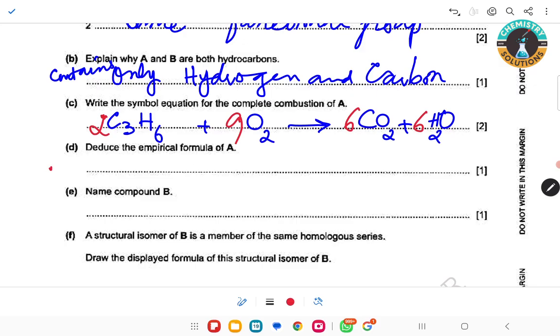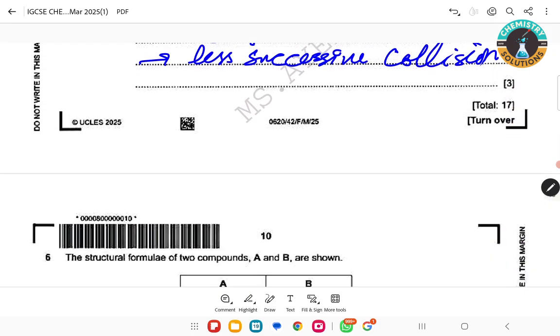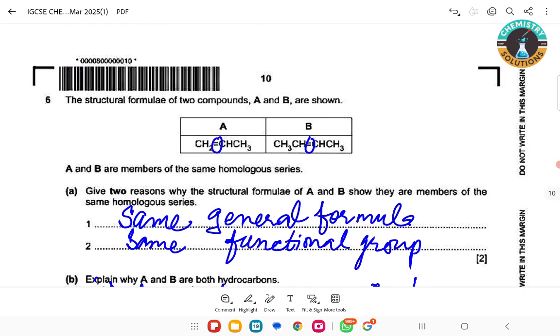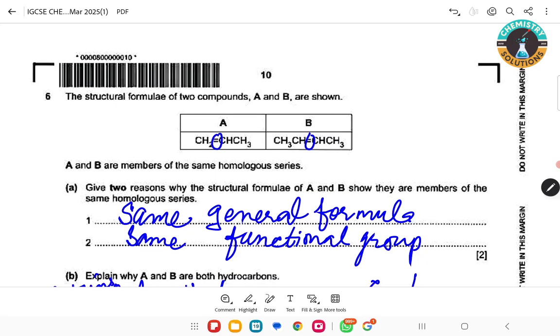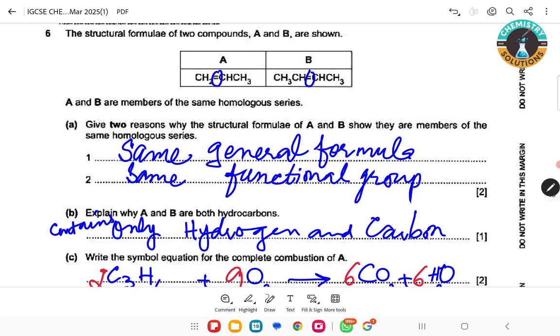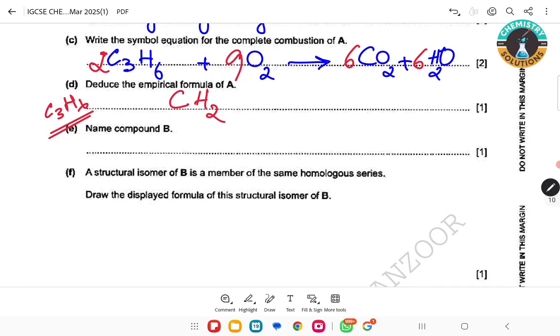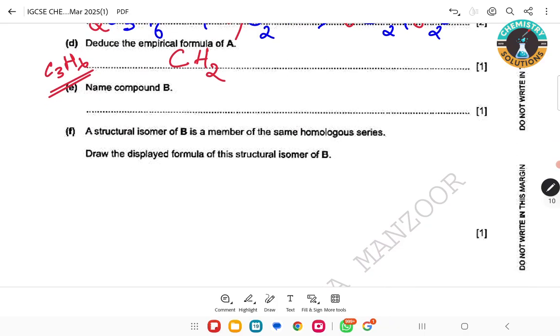Deduce the empirical formula of A. A is C3H6. We can simplify it on the same table: 3 ones are 3 and 3 twos are 6. CH2 is the empirical formula. Name the compound B. Now come towards compound B. It is but-2-ene. We can name it so because at the second carbon atom it contains the double bond. So we will write but-2-ene.